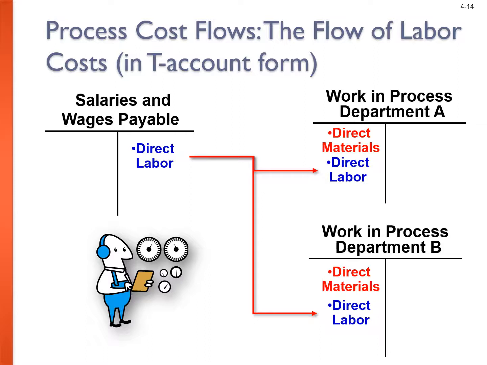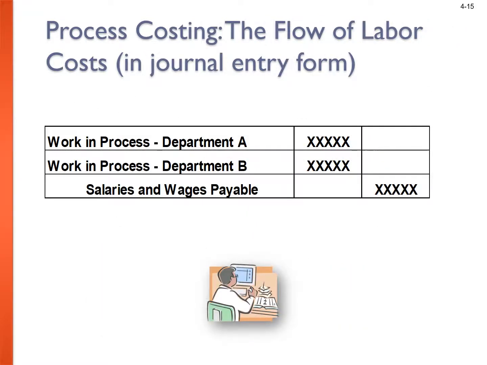Any salaries and wages earned, direct labor, would be debited to each department individually, depending on who's working where. And then of course our credit would be salaries and wages payable or cash. So we would debit work in process directly, whether it be Department A, which I'm calling preparation, and Department B, which could be cooking, for the direct labor associated with those departments. We then credit the salaries and wages payable.